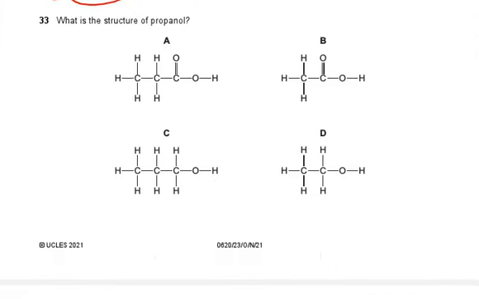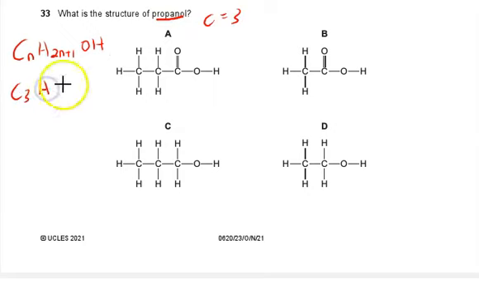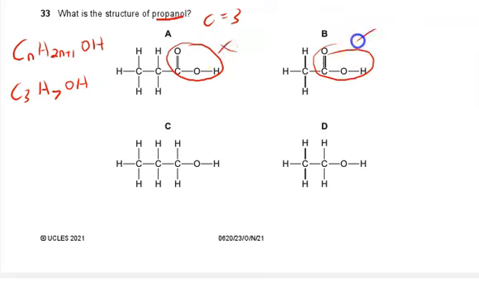Okay, number 33. What is the structure of propanol? Okay, alcohol's general formula is CnH2n+1OH. So propanol, C is 3 here, so 3, H is 7, OH. So you should have that, and there is no double bond. Okay, there is no double bond. This is acid, this is sulfuric acid. So which is wrong? And you must have 3 C's: 1, 2, 3. So which means C is your answer. Okay, so this one is ethanol.